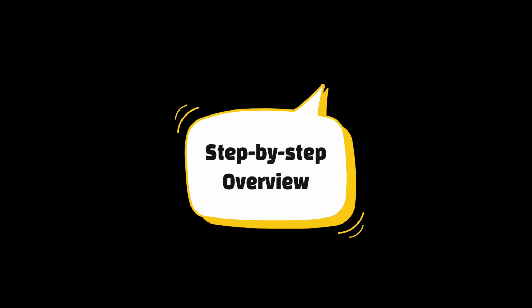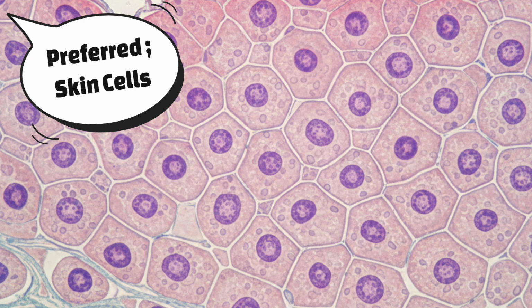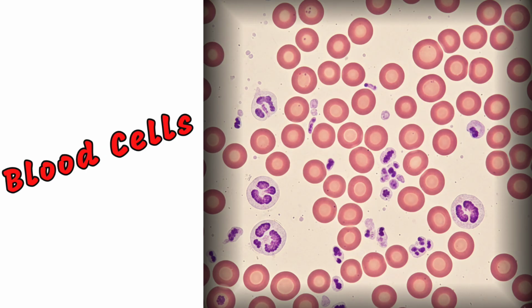Step-by-step overview. Cell collection. So a sample of adult cells is collected. Skin cells are often preferred, but blood cells or other cell types can also be used.